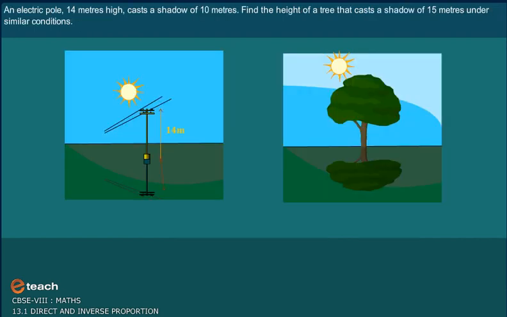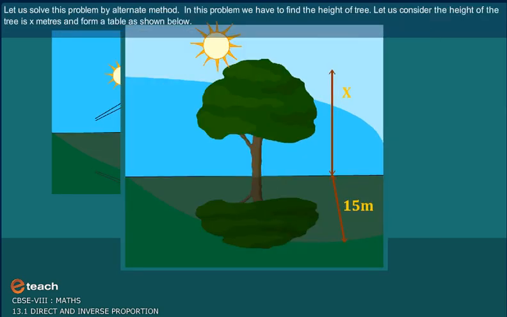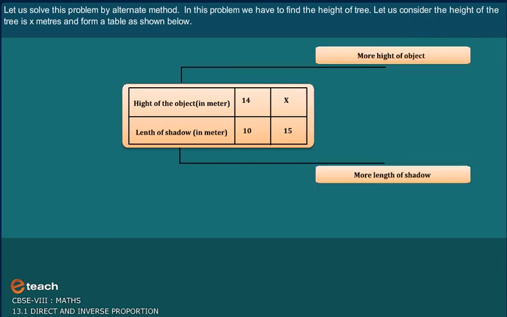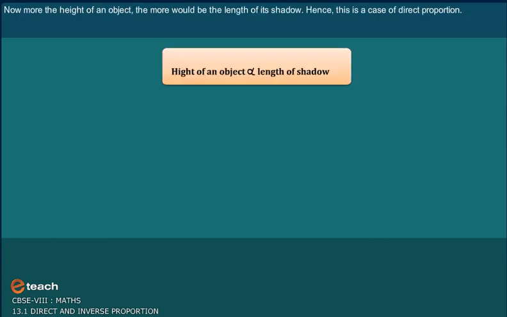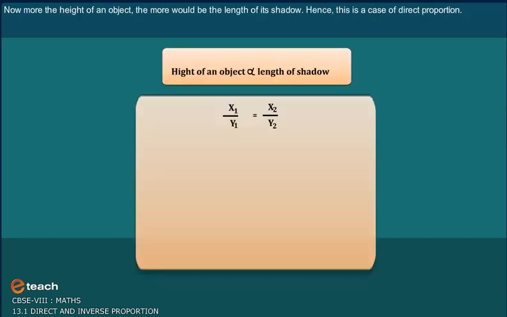An electric pole 14 meters high casts a shadow of 10 meters. Find the height of a tree that casts a shadow of 15 meters under similar conditions. Let us solve this problem by the alternate method. In this problem, we have to find the height of the tree. Let us consider the height of the tree to be x meters and form a table as shown below. Now, the more the height of an object, the more would be the length of its shadow. Hence, this is a case of direct proportion.